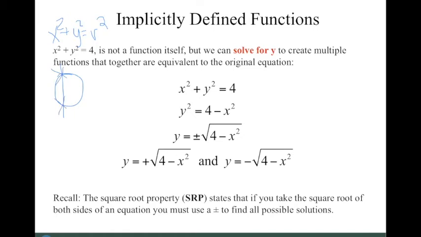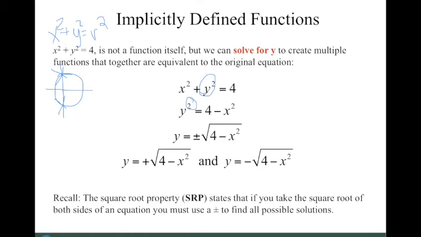So how do we make a circle into a function? Well, we break it into two pieces. And how do we know the equations of those pieces? We're going to take the equation and solve for y. So we start with x squared plus y squared equals 4. Solving for y, I'm going to subtract x squared from both sides. And then I have y squared, so I need to take the square root of both sides. However, remember when we take the square root of both sides, we need to use a plus or minus.